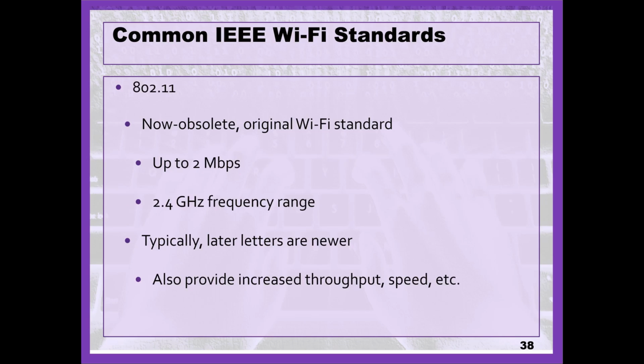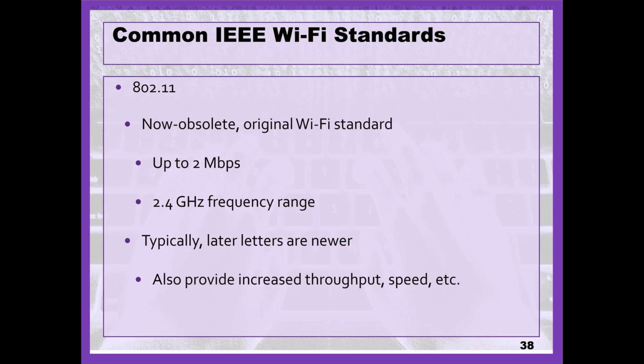There are many IEEE specifications. The 802.11 family is huge. Therefore, we will only cover some of the more common standards. First, the IEEE 802.11 standards are a family of specifications developed for WLANs and other wireless networks. They are considered industry standards and are widely used across the world. The original 802.11 standard is now obsolete, though it was considered the original Wi-Fi standard. It supported up to 2 megabits per second and a 2.4 gigahertz frequency range.